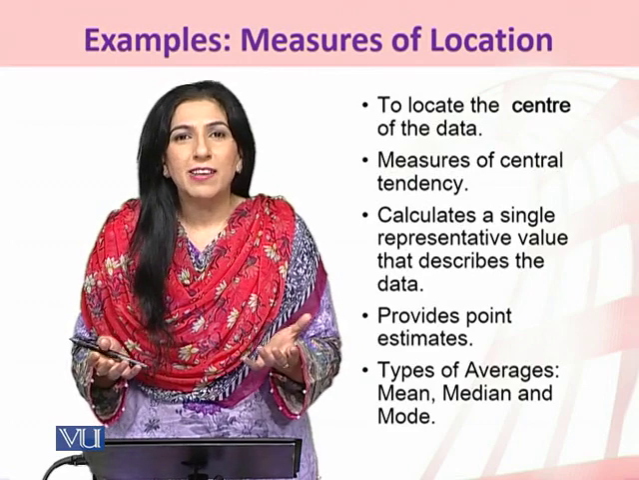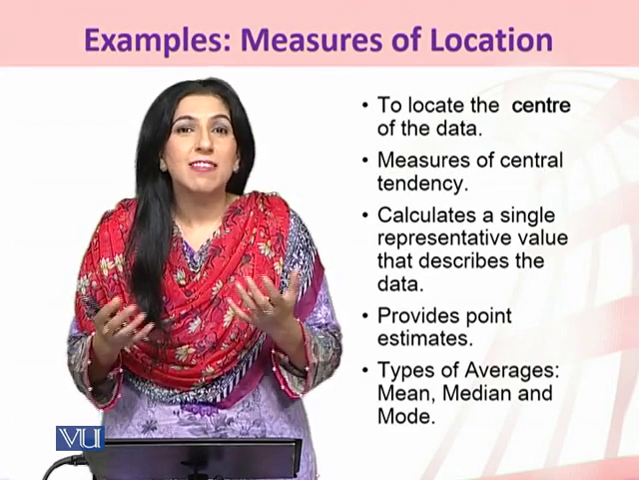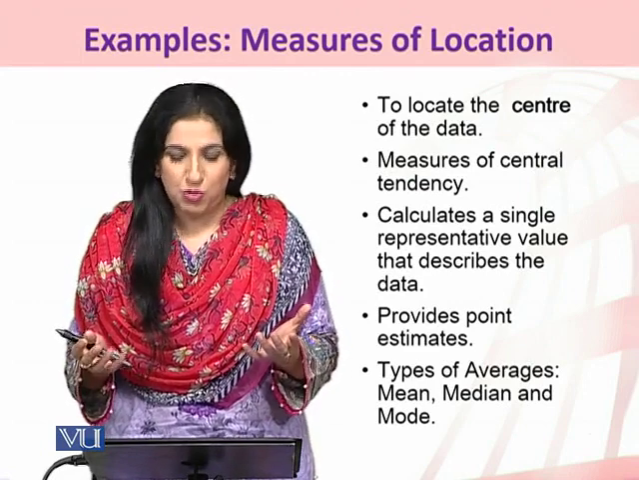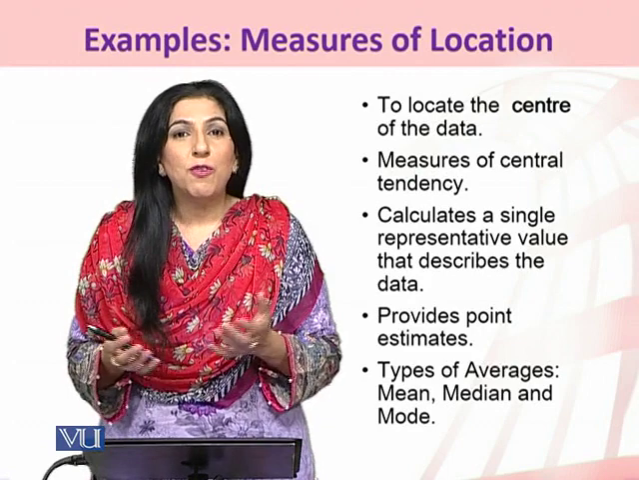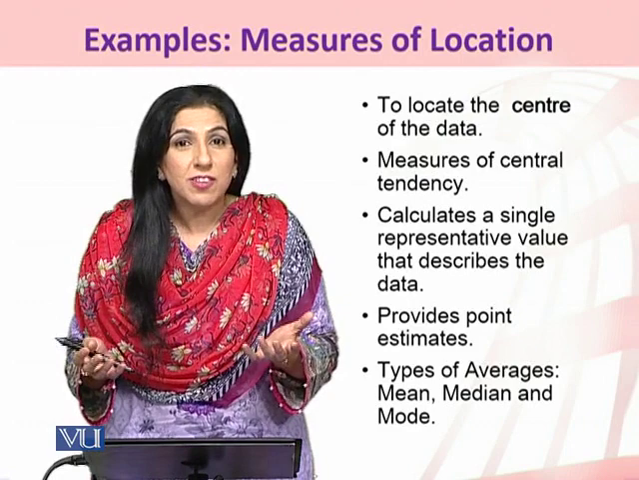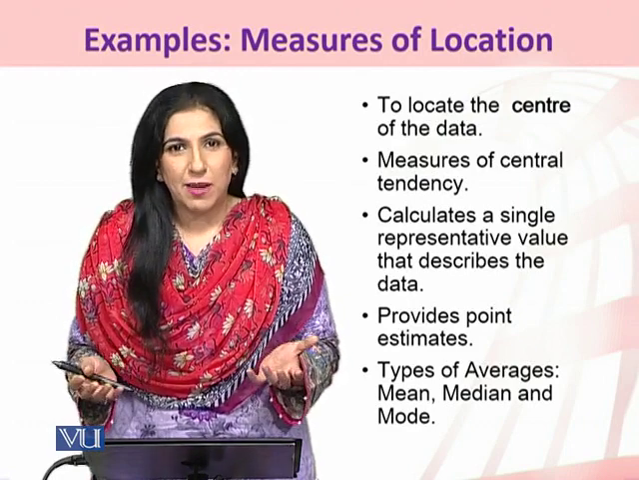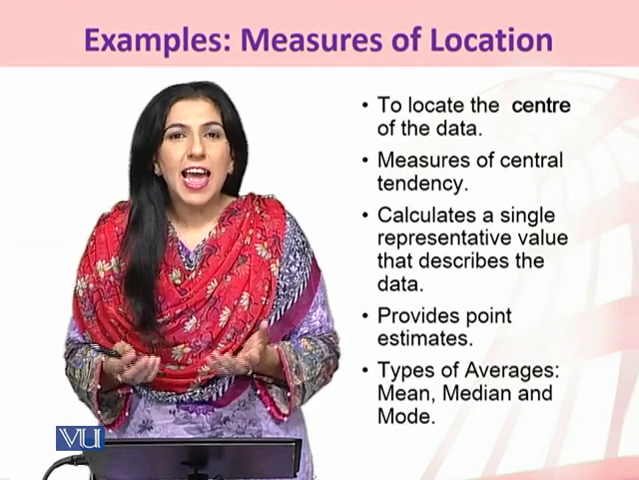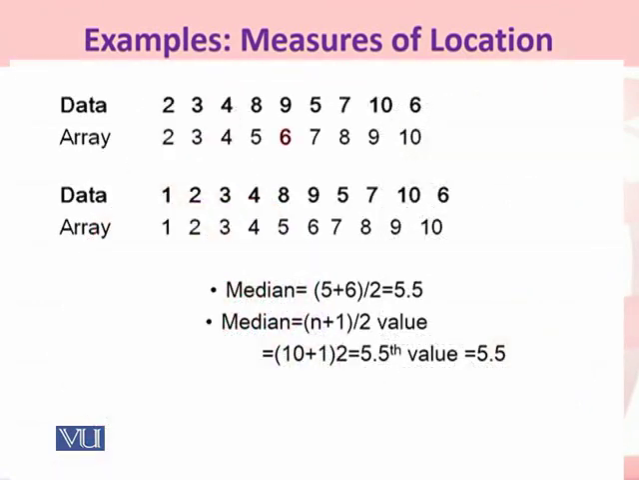Why do we call them point estimates? Because we find a single point to represent the entire data or the distribution. The types of measures of location, which are commonly known as measures of averages as well, are of various types. But the most popular ones are the mean, median, and mode. Dear students, I am going to consider two examples so that you can better understand how to calculate the mean, the median, and mode for a data set.